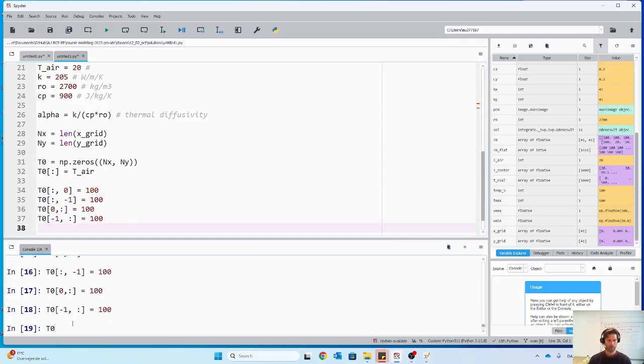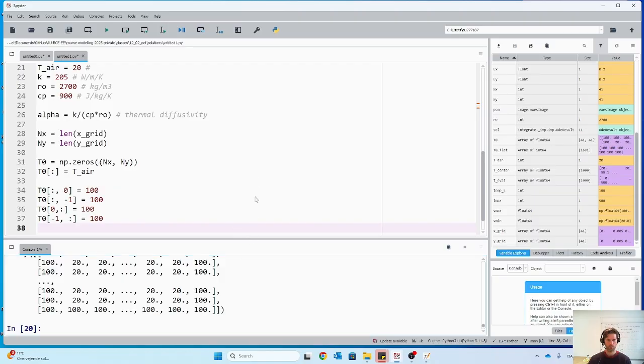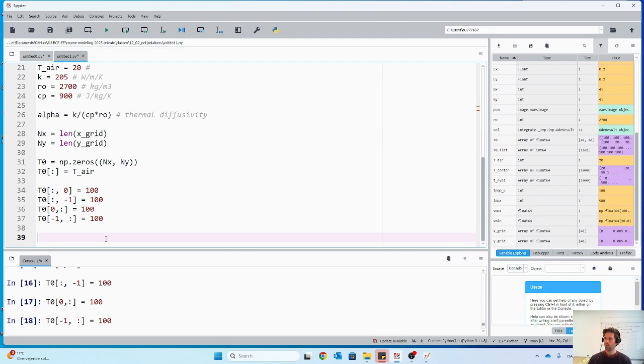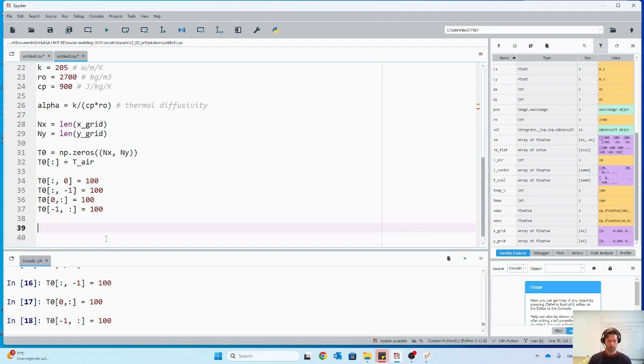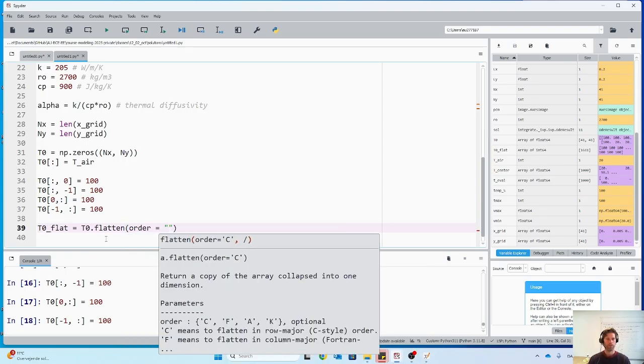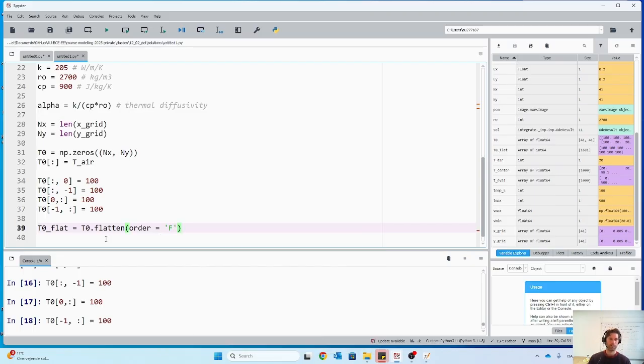Let's have a look at the T0 again to make sure everything is as we wanted. Now we have an array with 100 on the edges and 20 inside. Good. Because it's a 2D array right now, we need to make it flat, because solve_ivp cannot handle 2D arrays. So we flatten it using the method called flatten, and by typing in order equals false, we tell it to stack all the columns on top of each other.